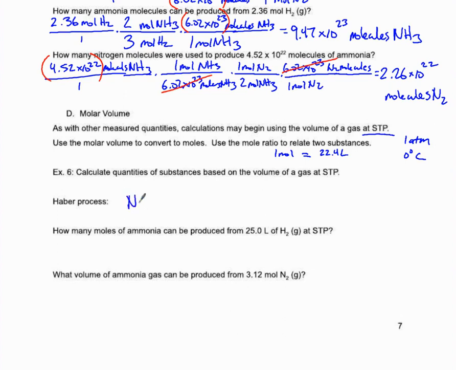We are using the Haber process again, since it has gases and we are familiar with it. So how many moles of ammonia can be produced from 25.0 liters of hydrogen gas at STP? Now this type of question is important because a lot of times we measure gases in terms of volume. Like if you blow up a balloon, you can measure the volume. It's not the easiest thing, but you can do it.